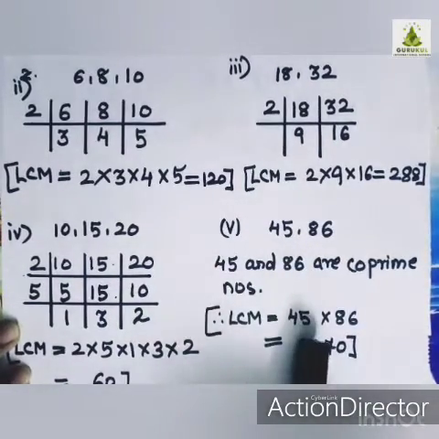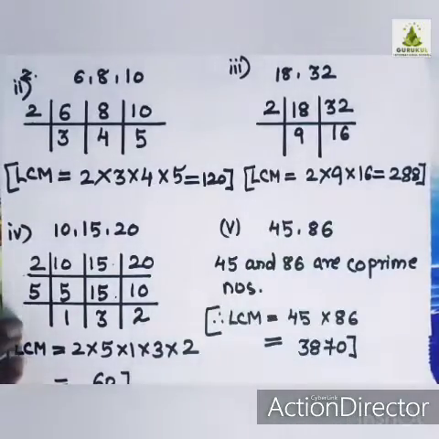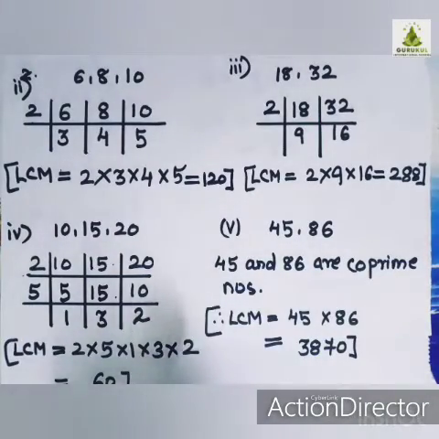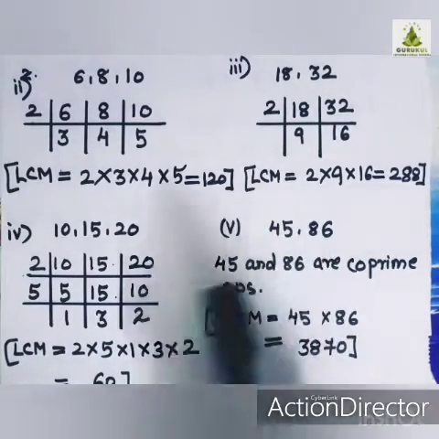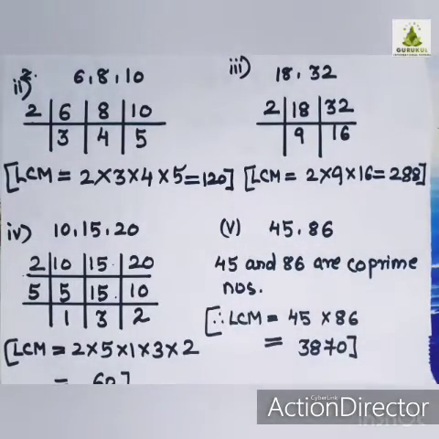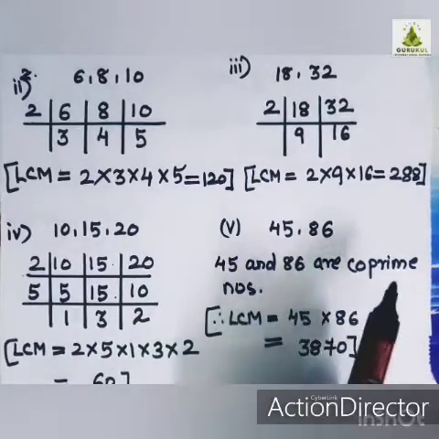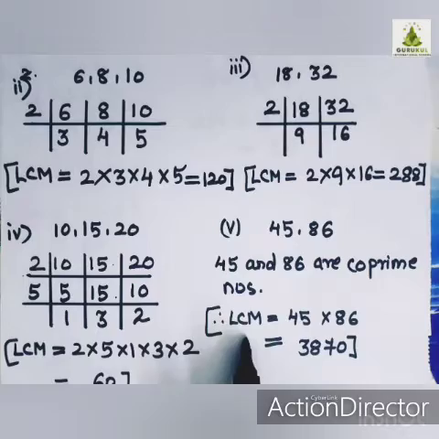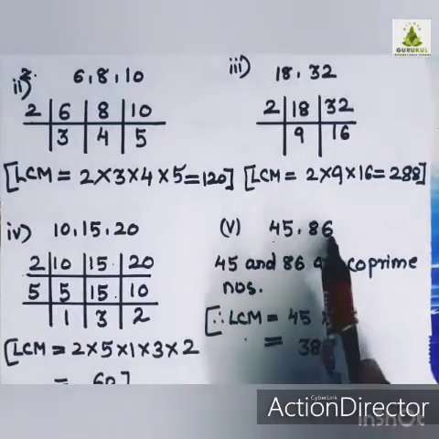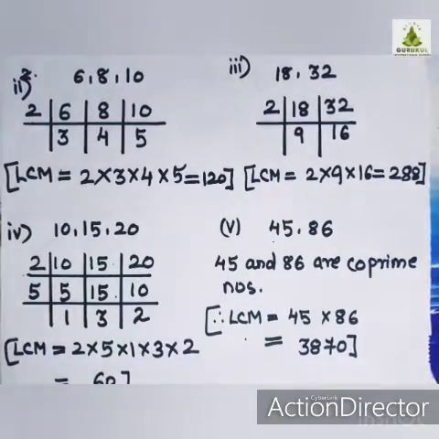Why we wrote this for this one? Because these are the co-prime numbers, means we cannot find any single factor for 45 and 86 which can divide both. So we have written 45 and 86 are co-prime numbers, and therefore for finding LCM what we have to do? We have to directly multiply both the numbers.